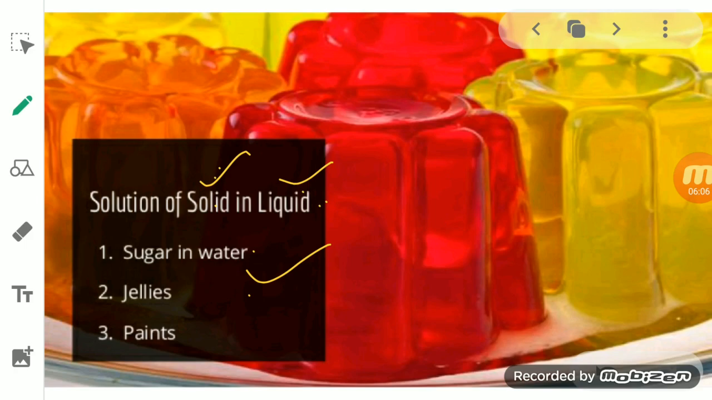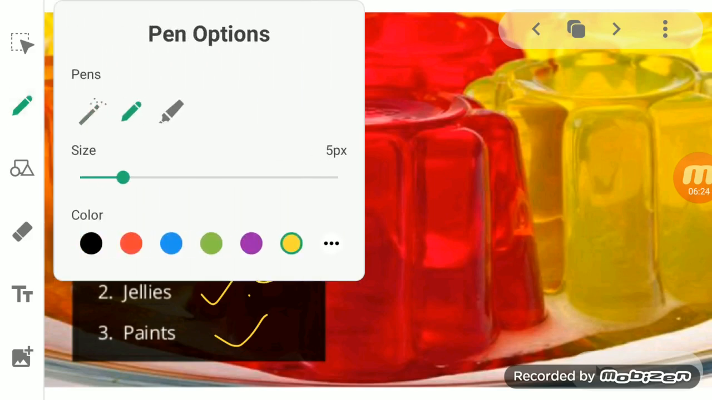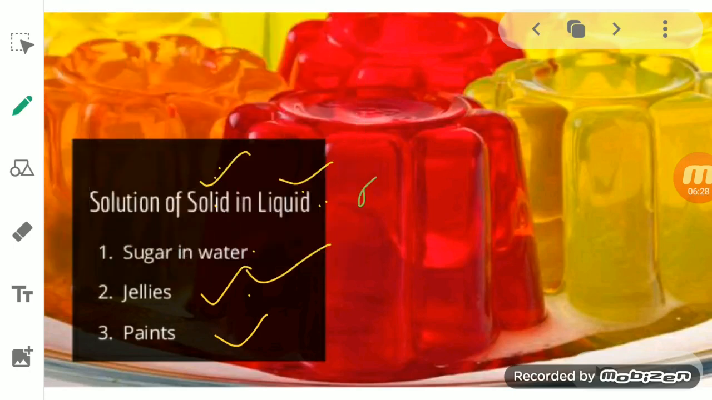There are other examples also, like jellies or paint. We take dyes and mix them in, forming a paint, giving a color to it. So these are examples of a solid in a liquid. One another example of a solid in a liquid is tincture of iodine.